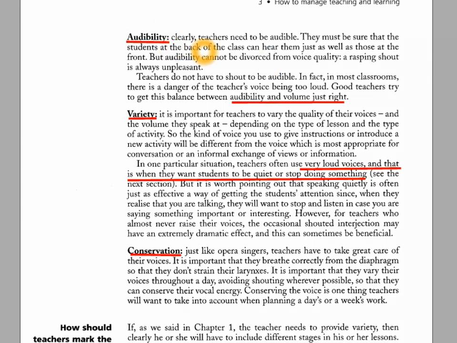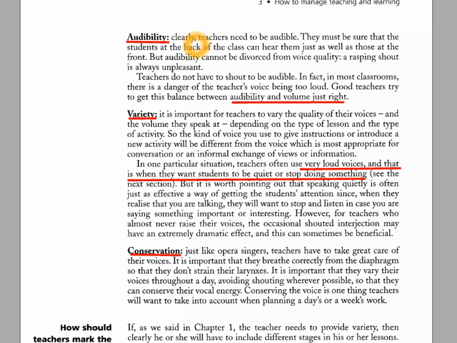Audibility here, the teacher needs to be audible. It must be audible so the class hears them just as well as those at the front. Those who are sitting at the back, usually we hear a lot of complaints about the teacher's voice from them. So the teacher should be audible.